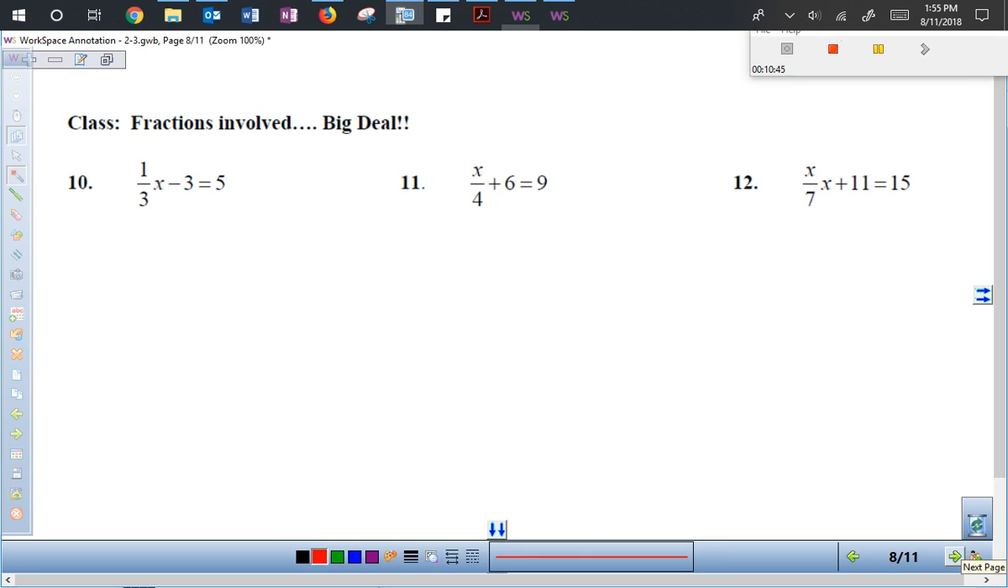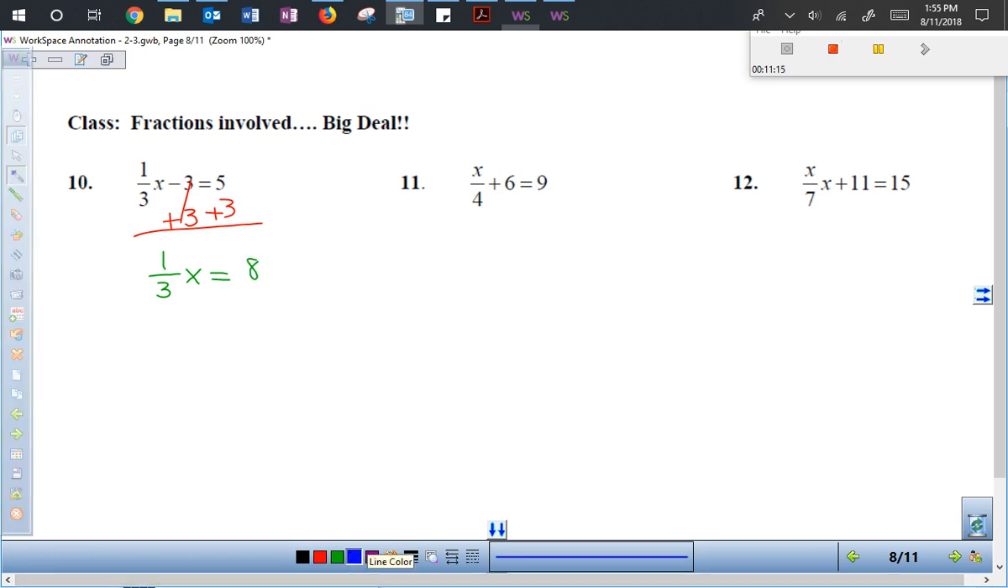Okay, next we're going to deal with fractions, which is not a big deal at all because we have a calculator. So I have 1/3 x minus 3 equals 5. Just like we have been doing, I want to handle any addition or subtraction first. So I'm going to add 3 to each side. Which should leave us with 1/3 x on the left side equals 5 plus 3 is 8.